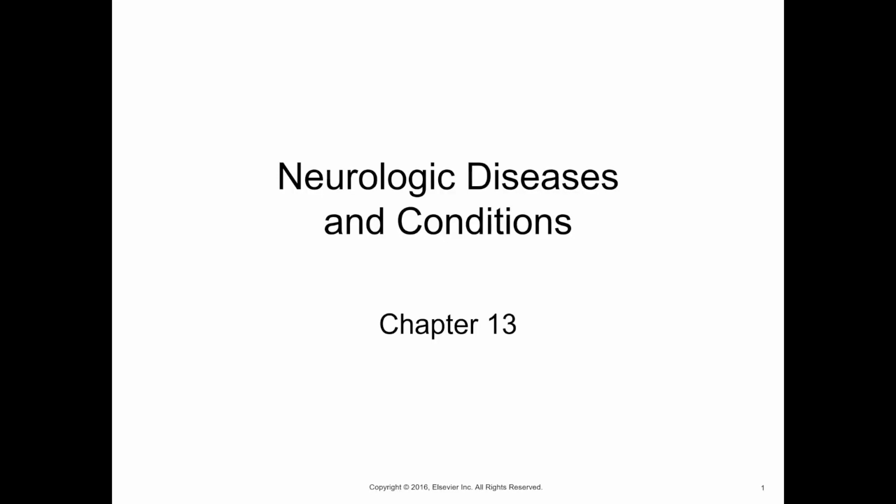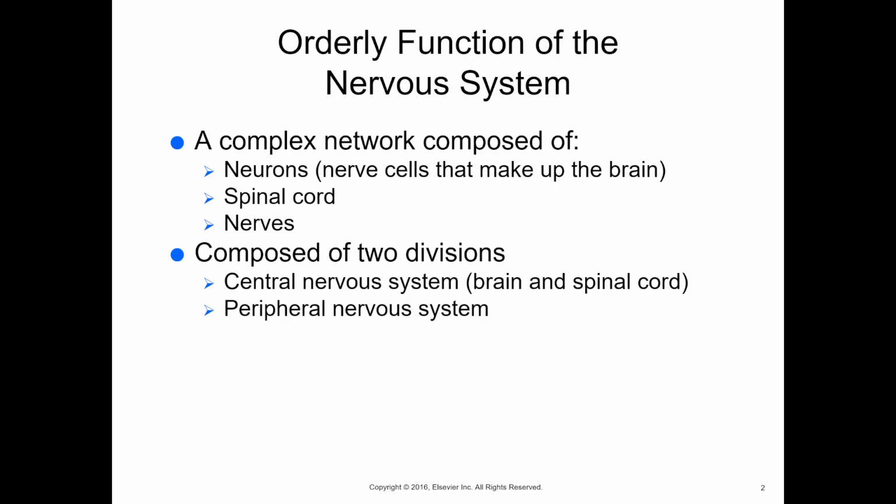All right, so now we're going to begin our discussion on chapter 13 from EHDC, Neurologic Diseases and Conditions. So, overview of the nervous system, right? What does the nervous system do and what is it composed of? The primary cell is the neuron, right? These are cells that actually communicate nervous impulses. They communicate information between each other.